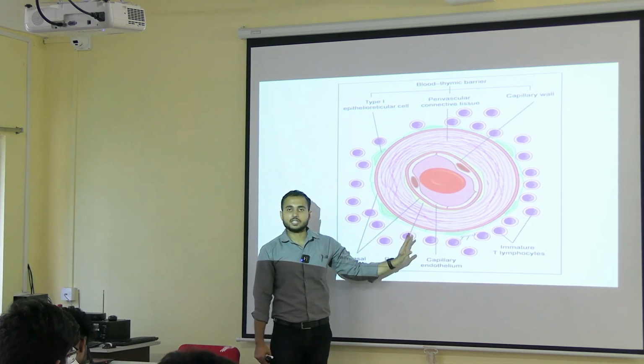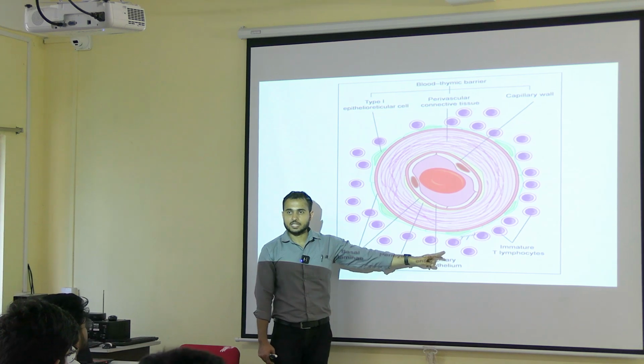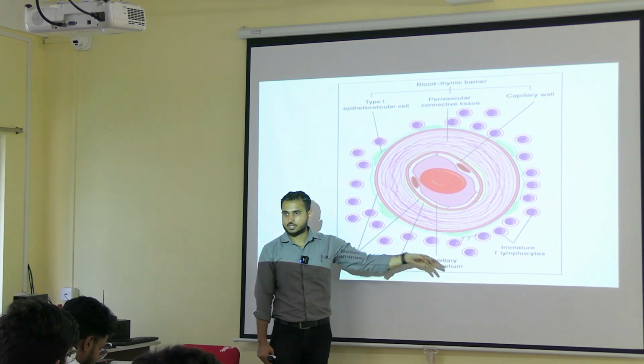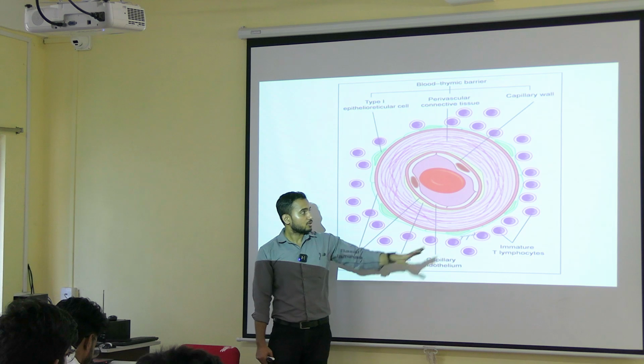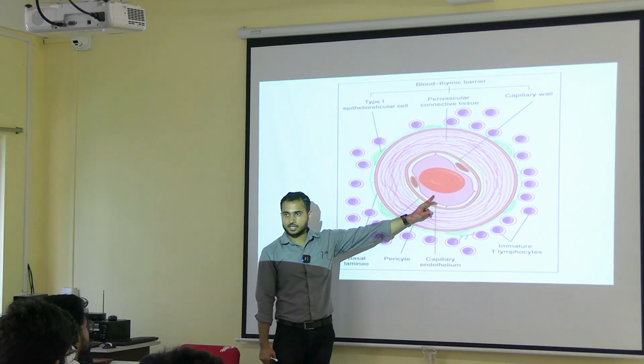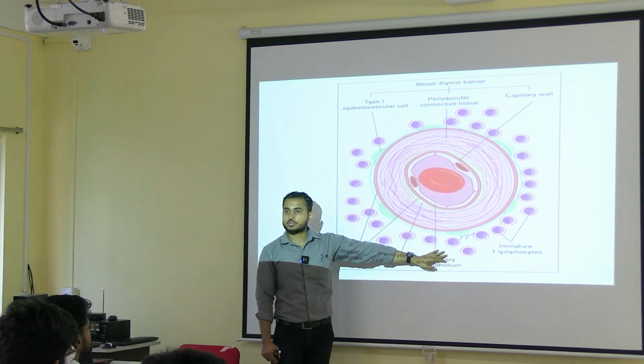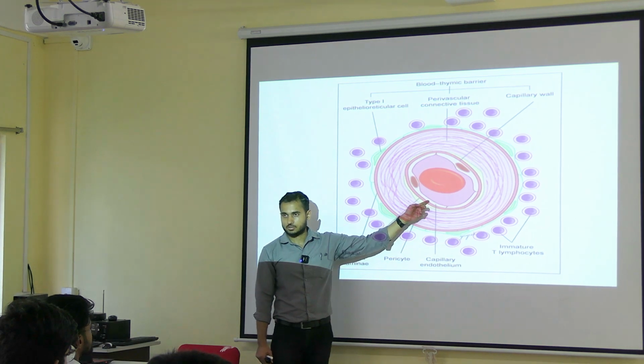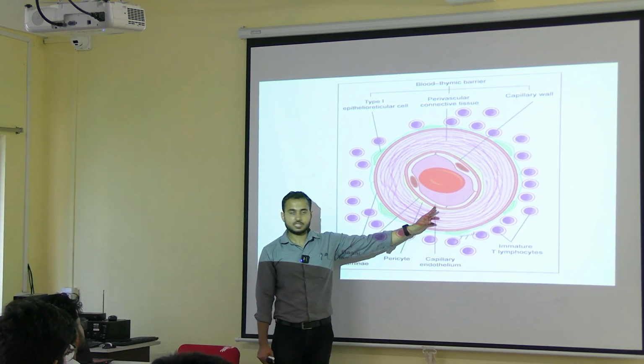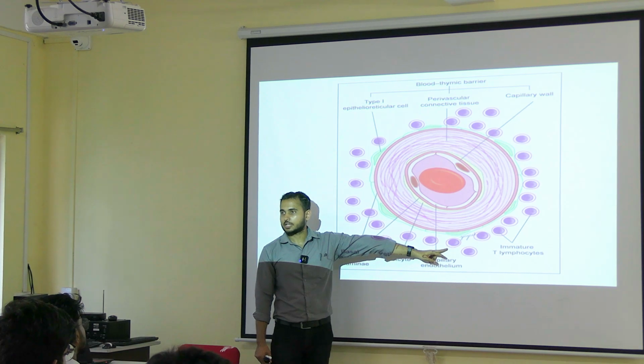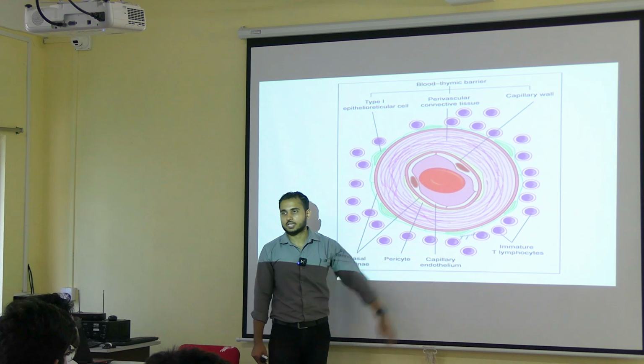Now why is this barrier present? The T lymphocytes here are immature and developing. If there is some antigen in the blood, this T lymphocyte should not get exposed to that antigen. If it is exposed to that antigen, its development will stop. The development will not take place properly. Okay, that's why the barrier is given.